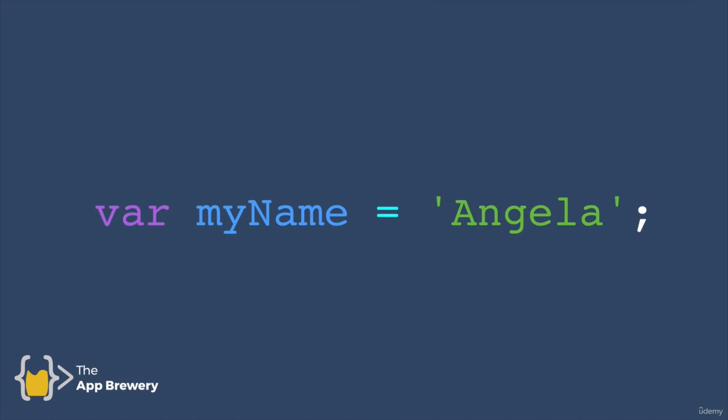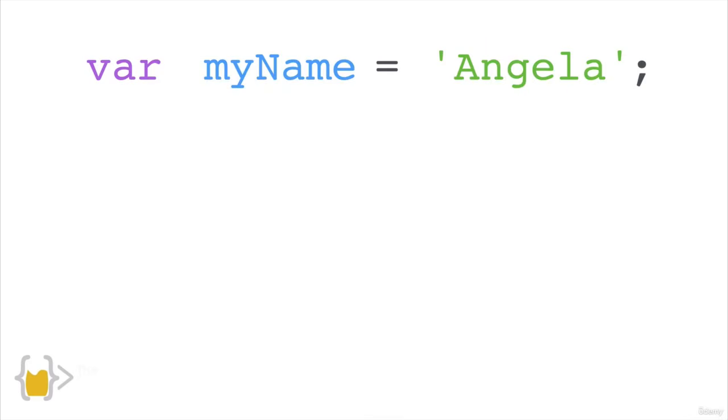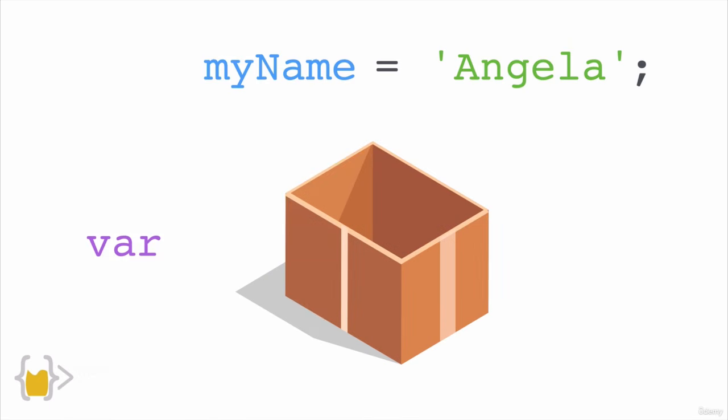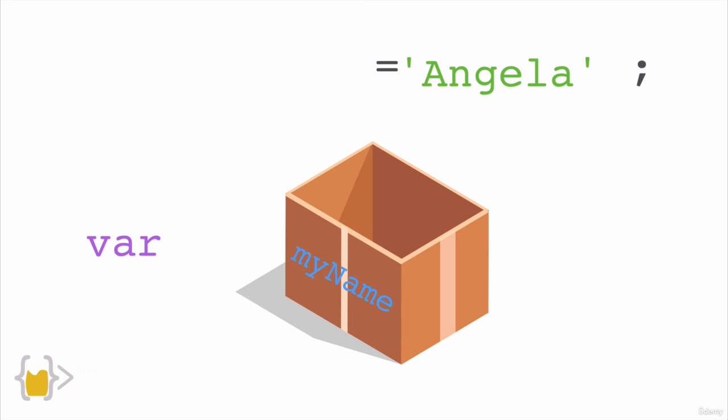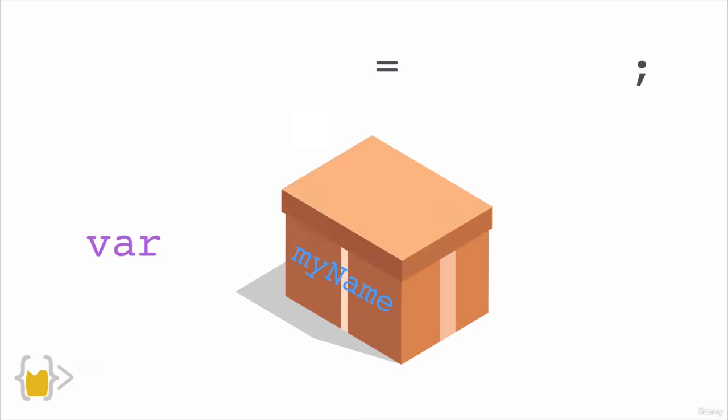Now, what's actually happening here? Well, essentially, when I write the keyword var, the computer builds a box. And then it looks to see what name it should give that box. So this one's called my name. And then it looks at the right-hand side of the equal sign to see what it should put into the box. In this case, it's the word Angela. And the semicolon just says, well, this is the end of my line of code, so you can close the box now.